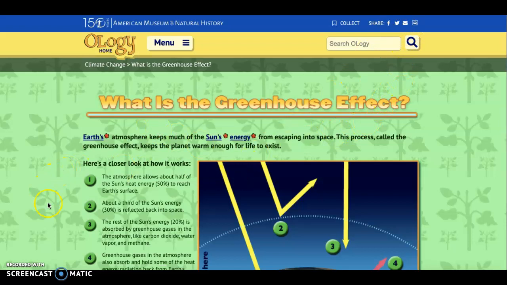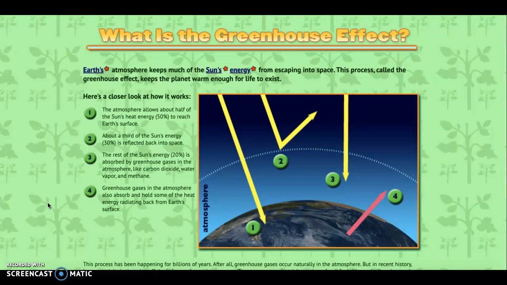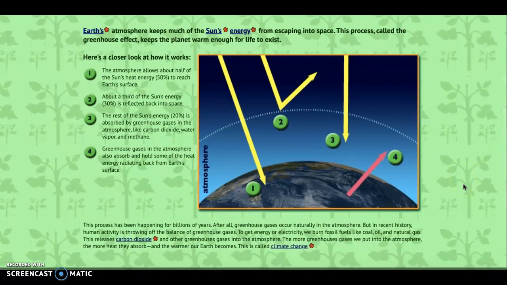So remember, we've been discussing the effects of global warming and climate change. Just a quick review, Earth's atmosphere keeps much of the sun's energy from escaping. This process is called the greenhouse effect, and keeps the planet warm enough for life to exist. Remember, some of the energy does have to stay trapped for us to survive. If there were no greenhouse gases, none of the solar radiation would be trapped, and Earth would be too cold for life.